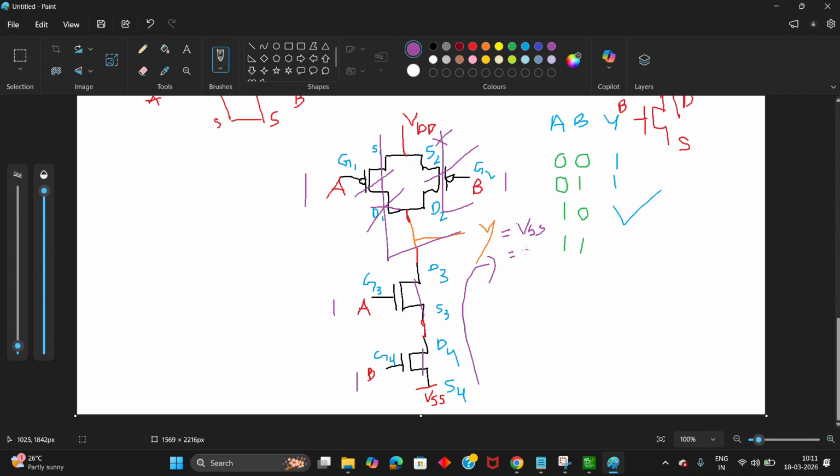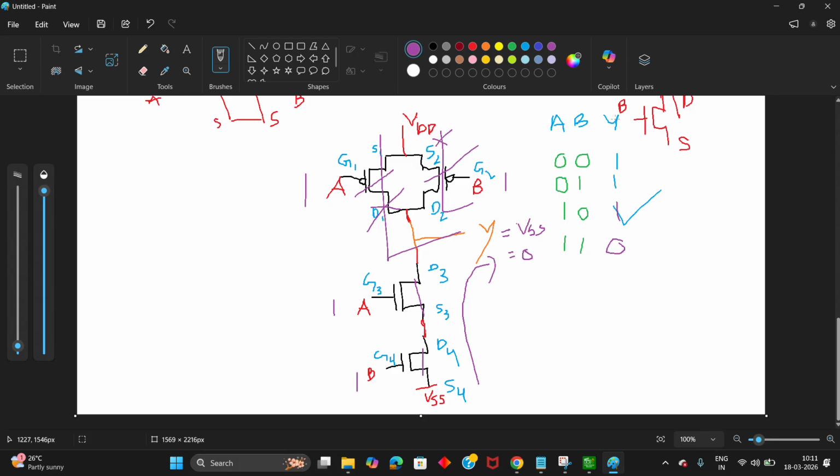So it means we got 0 when we applied both the inputs as 1 1. So the output is 0, right? For the third case you are going to get 1. You just verify it, I haven't discussed it.